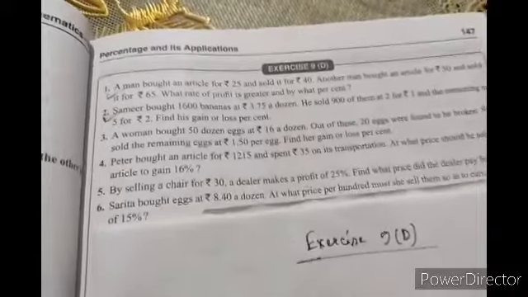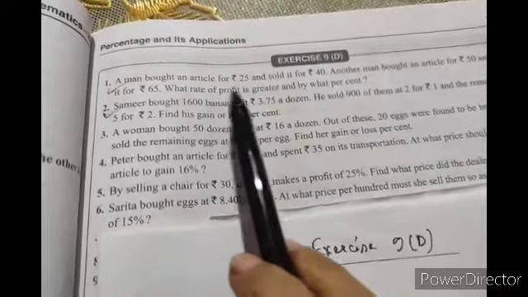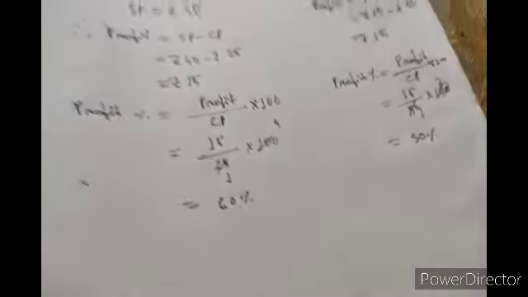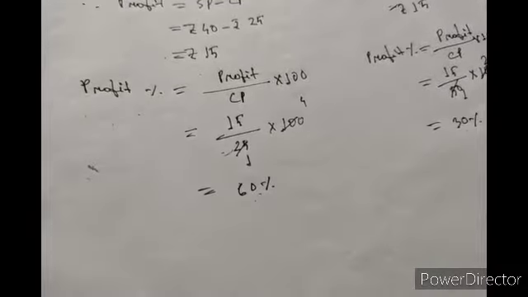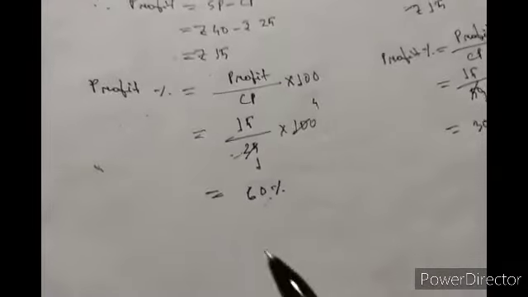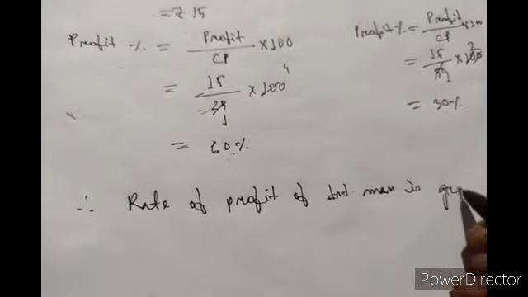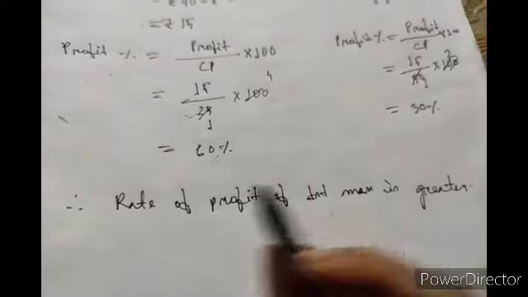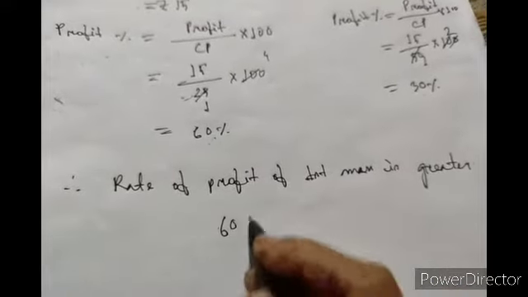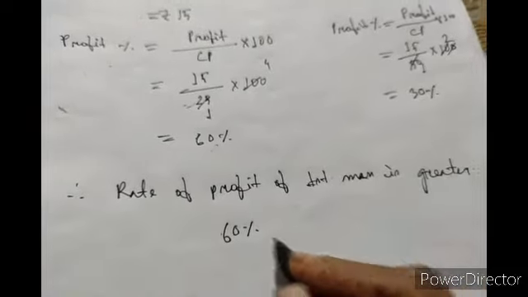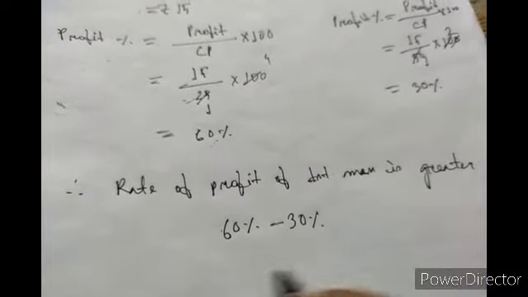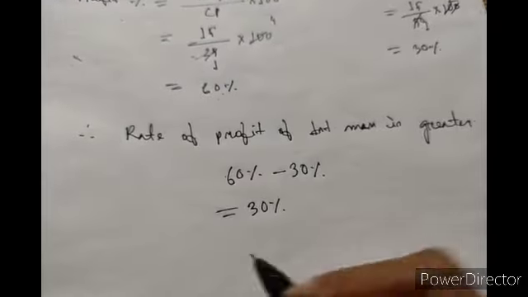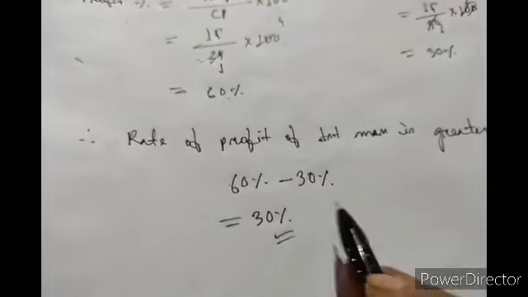So again see the question, what is asked? What rate of profit is greater and by what percent? That means the rate of profit of the first man is greater. Therefore, the rate of profit of the first man is greater. By how much? 60% is greater and 30% is smaller, so we simply subtract 60% minus 30%. 60 minus 30, 30%. It is greater by 30%.